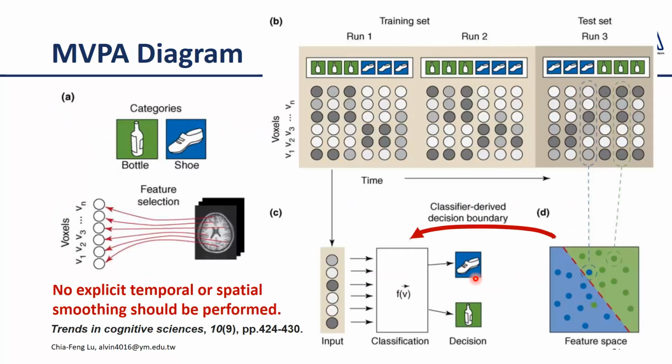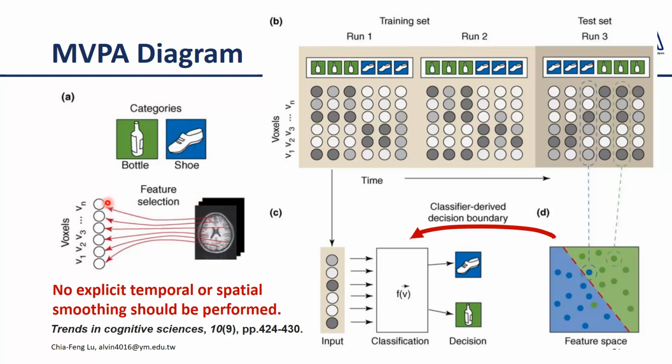I'll take this diagram as an example. For example, you let the subject see two different pictures. The first one is a bottle, and the other one is a shoe. Of course, you'd like to simply use the brain activation pattern to say whether the subject is looking at the bottle or the shoe. It's just a kind of prediction. You don't know what picture he is really looking at, but you try to answer this question based on the brain activation pattern.